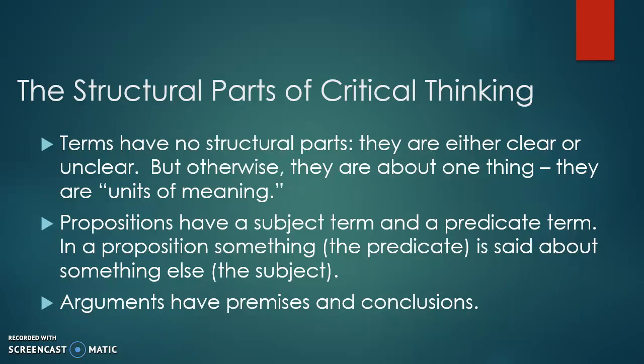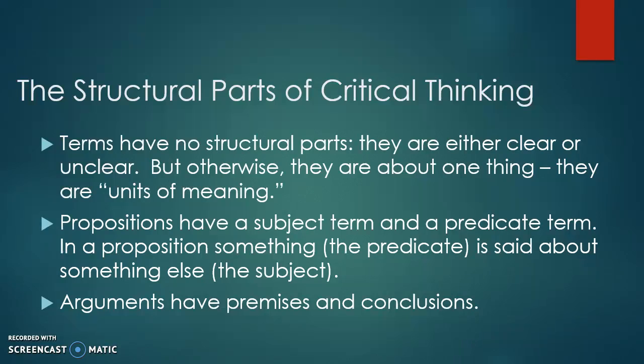There are various structural parts of critical thinking. Terms themselves have no structural parts. They are either clear or unclear, such as tree or man. But otherwise, they are about one thing. They are units of meaning.